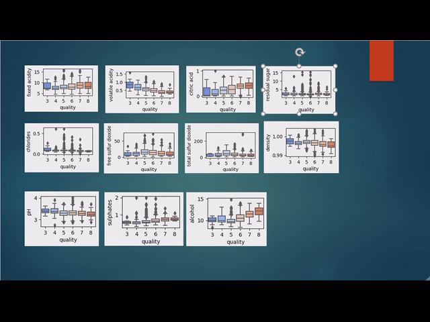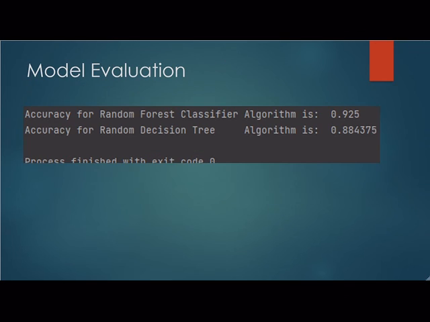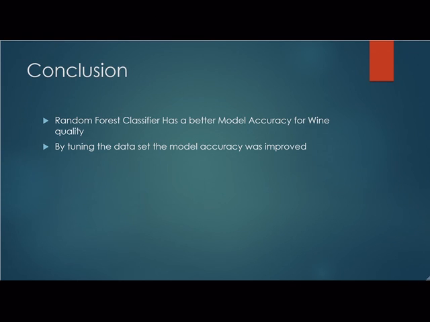And as we can see, after the tuning of the data, the model accuracy increased to 0.93 for random forest, and for decision trees to 0.89, compared to the untuned data, which is 0.92 for random forest and 0.88 for decision trees. So we see that tuning has a positive impact on our model accuracy. In conclusion, the random forest classifier has a better model accuracy for wine quality, and also by tuning the data set, the model accuracy is improved.